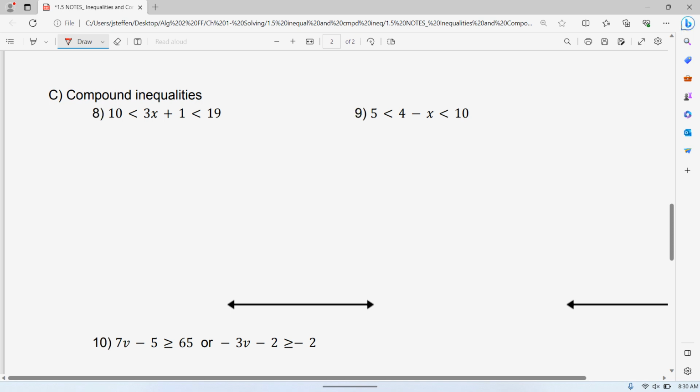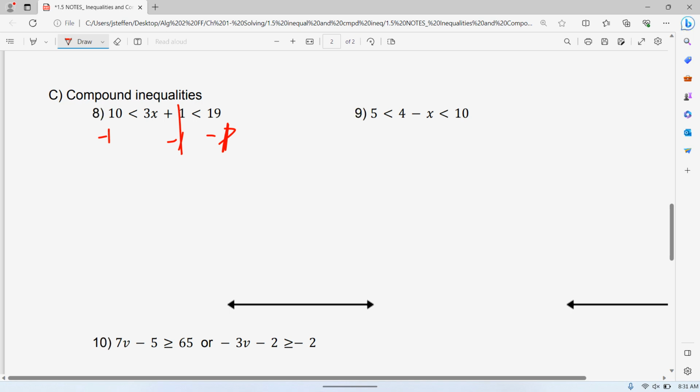With number 8, I do know some students that like to keep it like this and subtract 1, but they do it from every side. 19 minus 1 is 18. Then you divide everything, all three parts, the left, middle, and right, by 3. If you want to do that, that's fine. That's how I was taught to do it. Honestly, if I was doing this on my own, that's how I would do it.